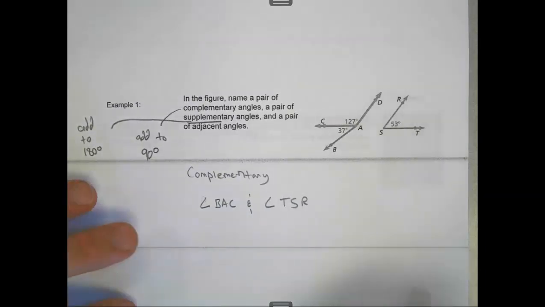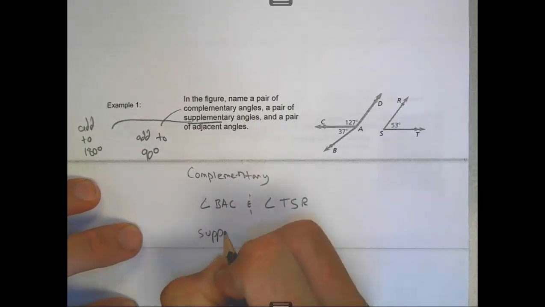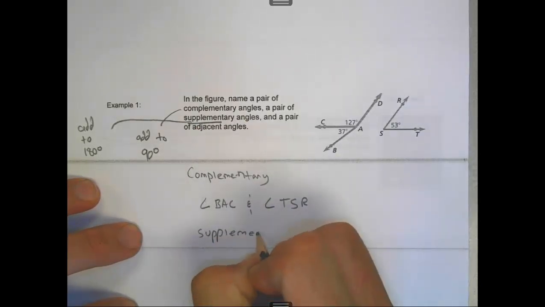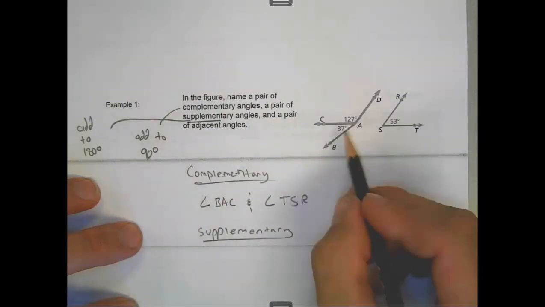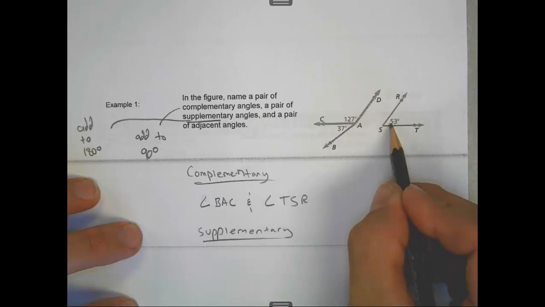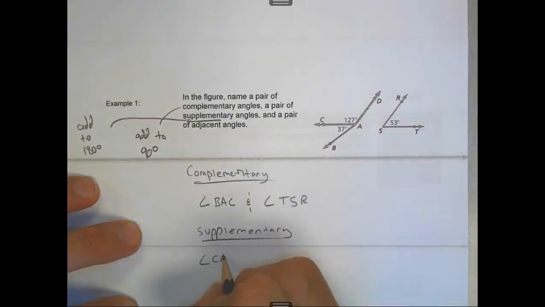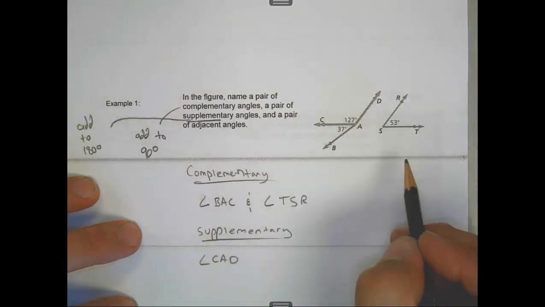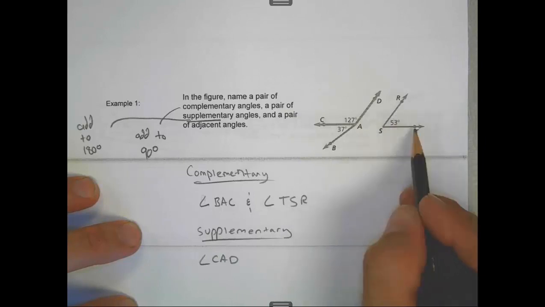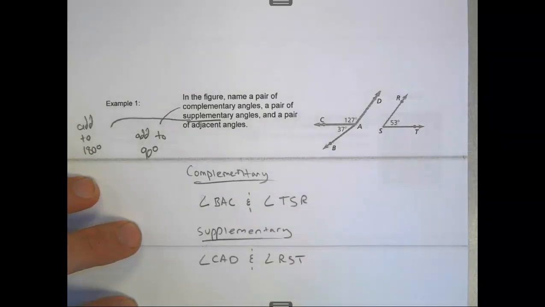Okay, next, a pair of supplementary angles. It looks like 127 and 53 adds to 180. So let's say angle CAD, or if you prefer, angle DAC. And then we have angle RST or TSR. Those add to 180 degrees.